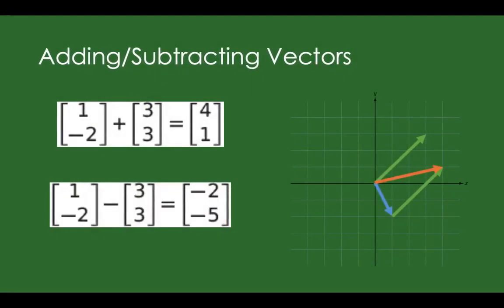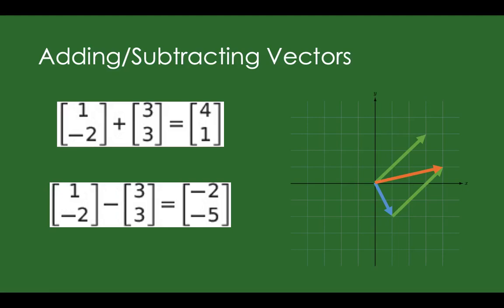So on to the more interesting stuff. Vectors aren't just to be looked at to look nice. They are an actual piece of math. Adding and subtracting vectors is pretty straightforward, just like regular addition and subtraction. You add up each element, so 1 and 3 should give you 4, -2 and 3 should give you 1.